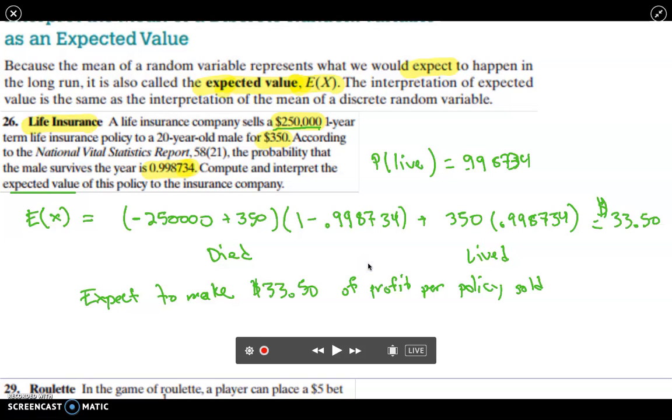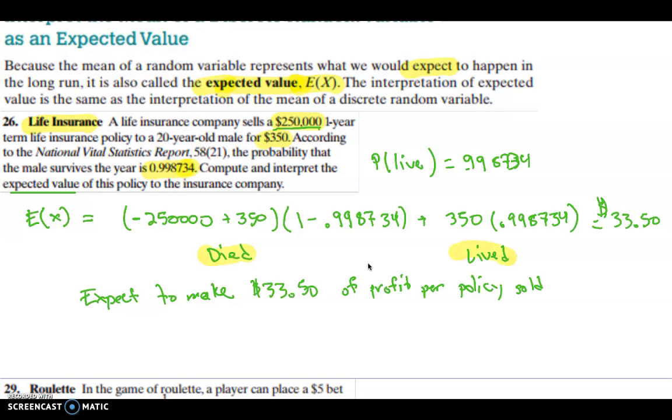So again, we have to look at the two circumstances here: the probability someone passed away, and the probability someone lived, and take those probabilities times the amount of money the company would either make or have to give out, and then add those together.